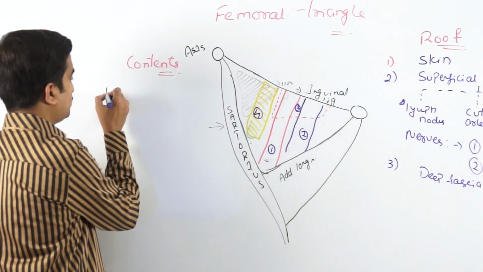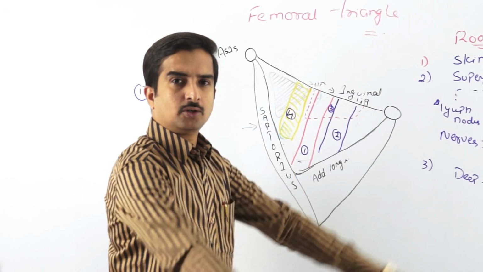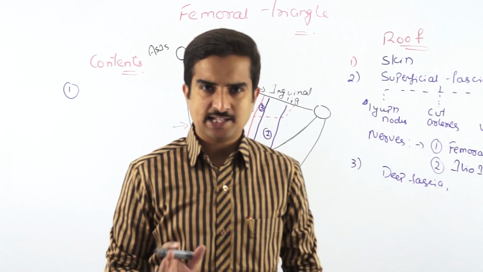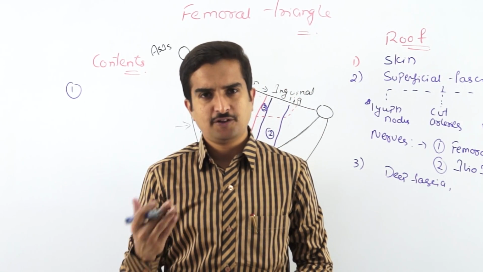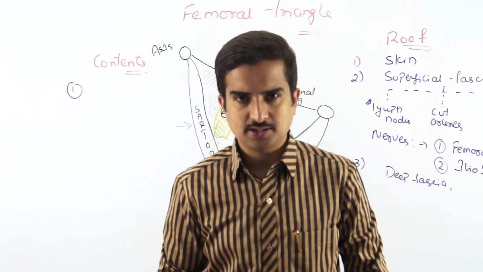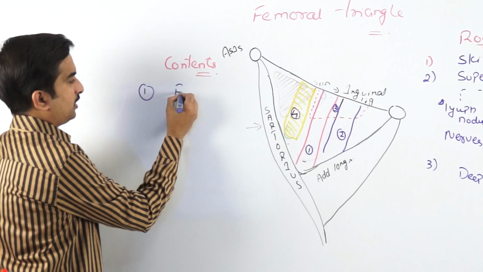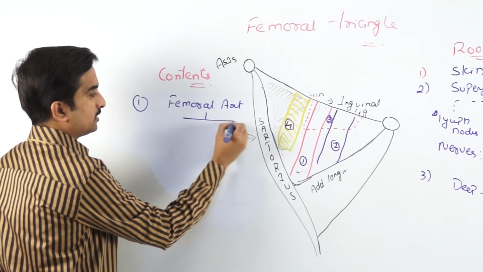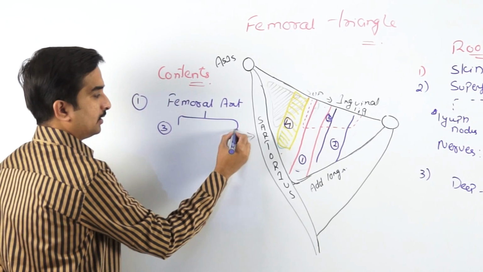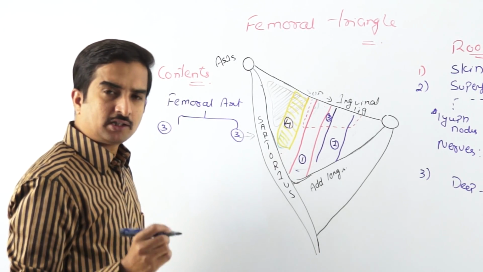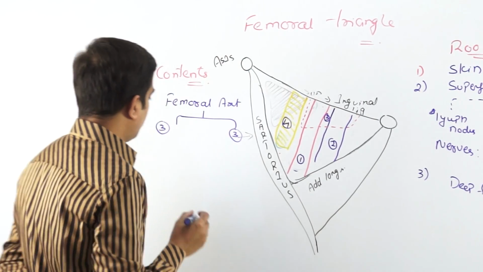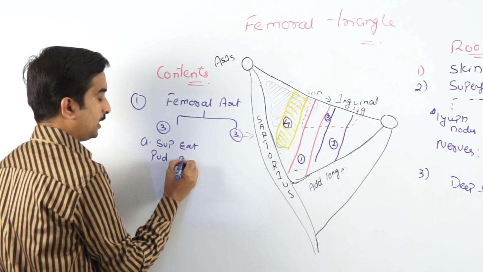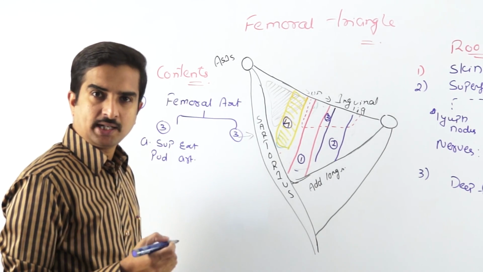So let us discuss the first one, the femoral artery. In the triangle, the femoral artery gives off 6 branches. 3 are superficial branches and 3 are deep branches. What are the superficial branches of the femoral artery? We already studied this. The first is the superficial external pudendal artery.